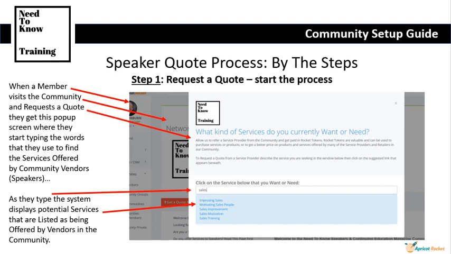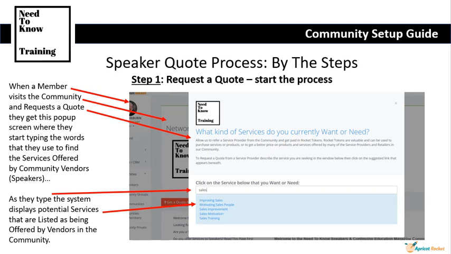So now, anytime a member, when you can see the picture of myself, Lee Thurburn, kind of in the background there, anytime a member is visiting or on a community page, and you can see that I'm on the Need to Know community page kind of in the background, they have the ability to click on a Request a Quote or get a quote button. And when they do, this screen will pop up, and it'll be dressed differently for each community.